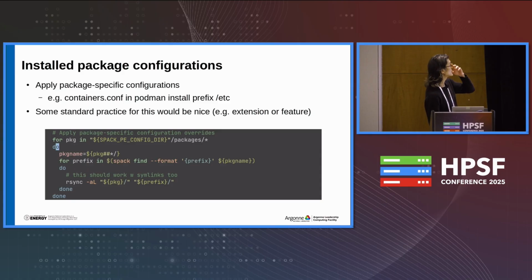Okay, so once we do the installation, we just do the finishing touches. One of those things is configuring packages after the fact. Someone else brought this up, it would be nice to have a standard practice. The way we do it is, for example, Podman requires containers.conf in its install prefix. We just rsync it in. So we do that for a couple of packages.